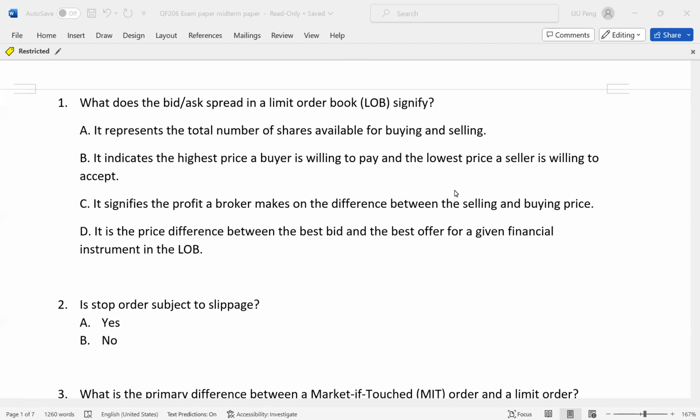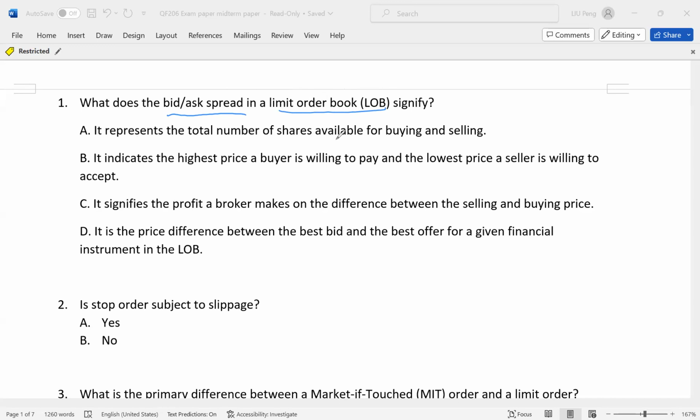So the first few questions are multiple choice questions, and let's take a look. The first one says something about the bid-ask spread in the limit order book. So we mentioned that the limit order book is a book that captures the standing orders. All right. So let's look at the first one.